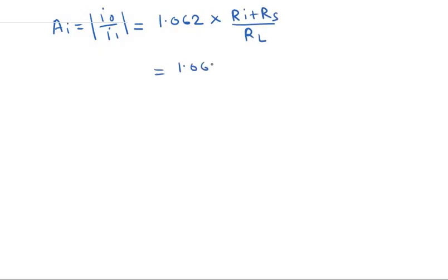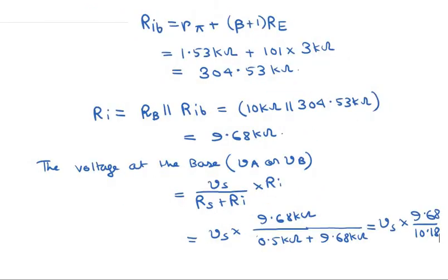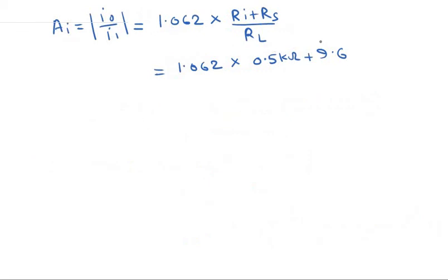So 1.062 into 0.5 kilo ohms plus 9.68 kilo ohms, divided by 6.8 kilo ohms, and this gives me 1.59. So we have found the voltage gain, and we have also found the current gain of the amplifier.